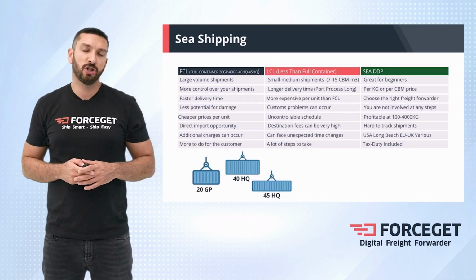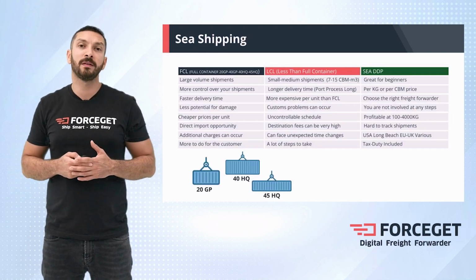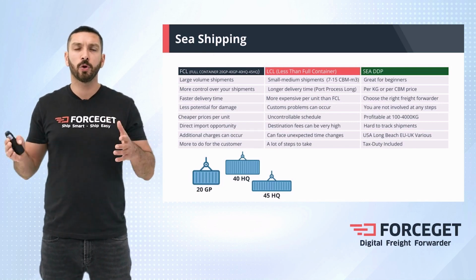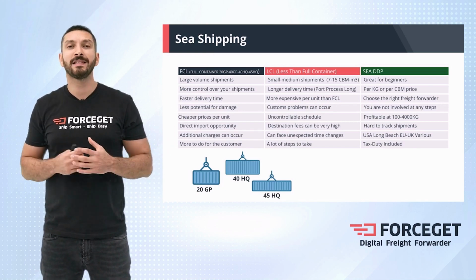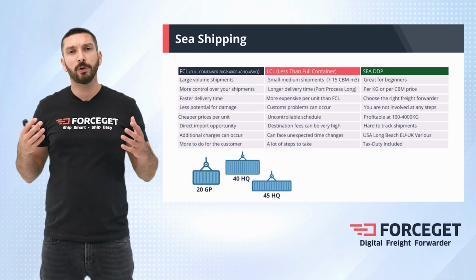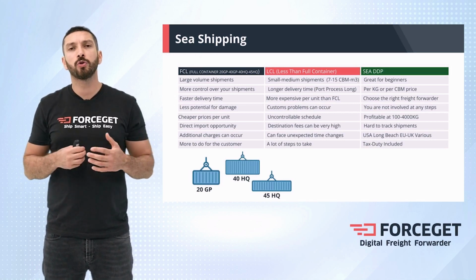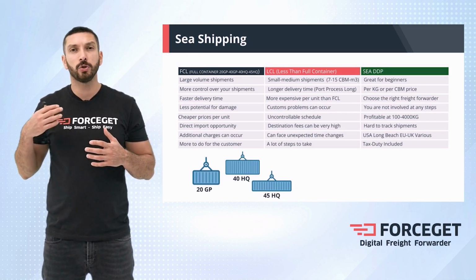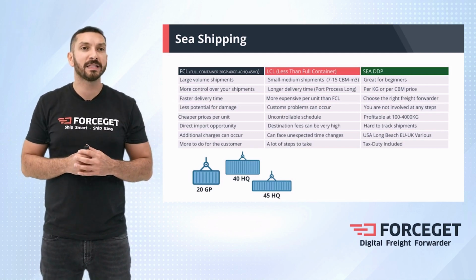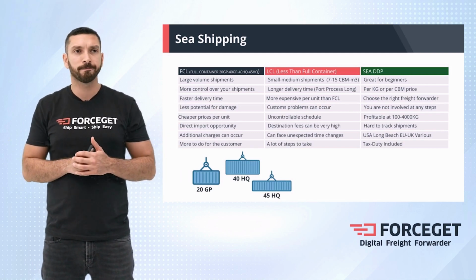When it comes to sea shipments, this is the most common way of international shipment. I'm very sure you're familiar with full container, LCL, which is less than full container, and CDDP. When you have large volume shipments and want more control over your shipment, I highly recommend you use the full container. Shipping a full container is actually faster than less than full container. I will explain why.